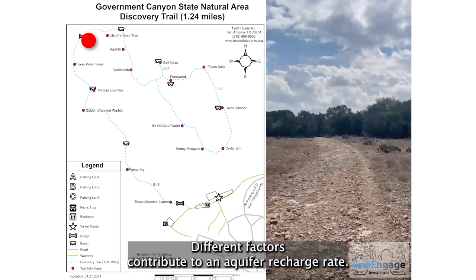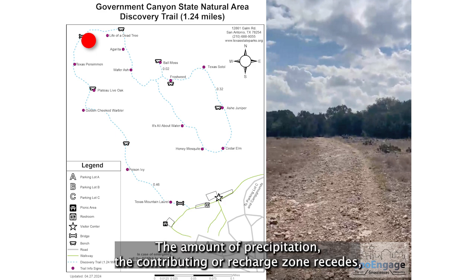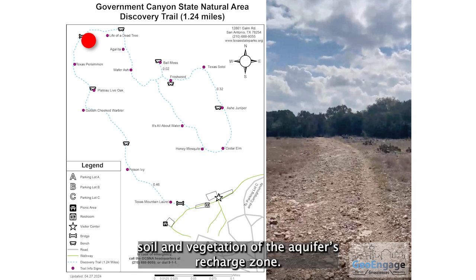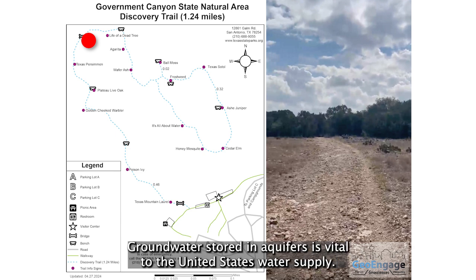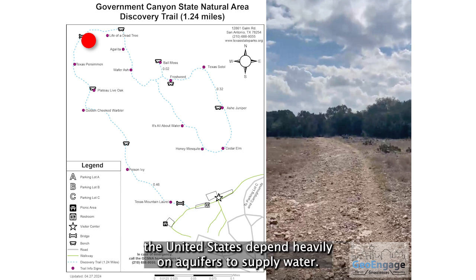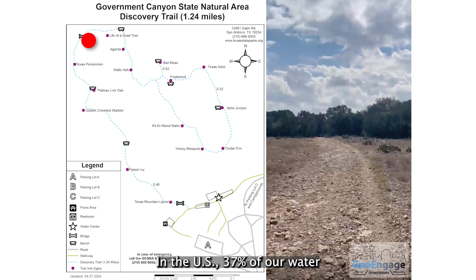Different factors contribute to an aquifer's recharge rate: the amount of precipitation the contributing or recharge zone receives, as well as the geology, topography, soil, and vegetation of the aquifer's recharge zone. Groundwater stored in aquifers is vital to the United States water supply. The city of San Antonio and other major cities like it throughout the United States depend heavily on aquifers to supply water. In the U.S., 37% of our water supply comes from groundwater aquifers.